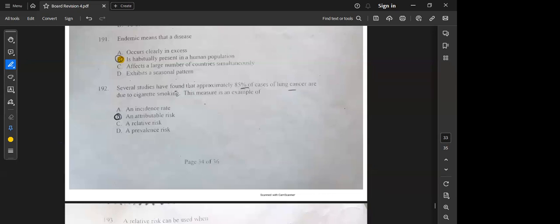Prevalence risk is now the proportion at risk. The proportion of an at-risk population that develops a specific health outcome within a specified amount of time. So it's like a measure of risk. It reflects the number of existing cases of a disease.